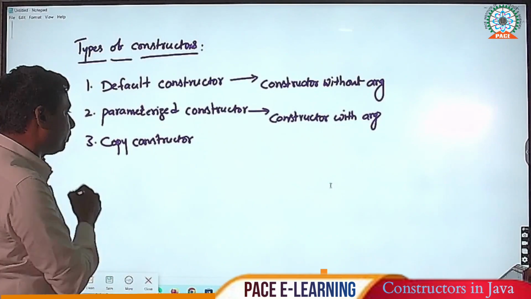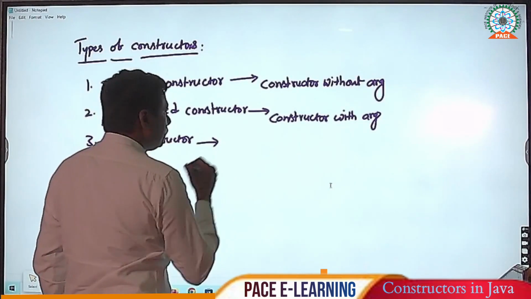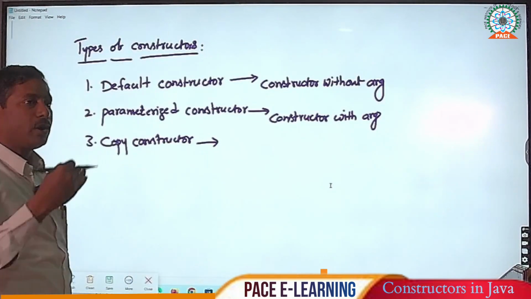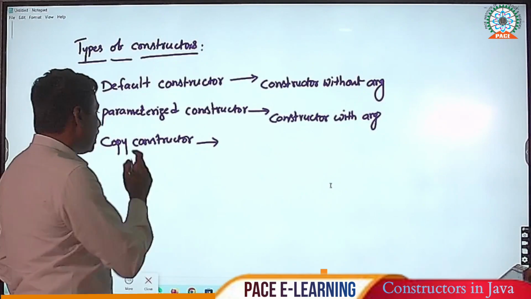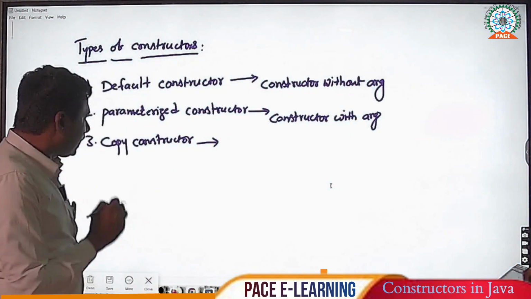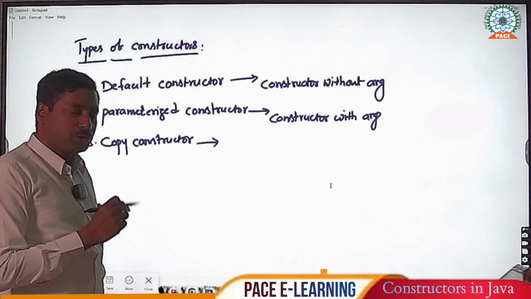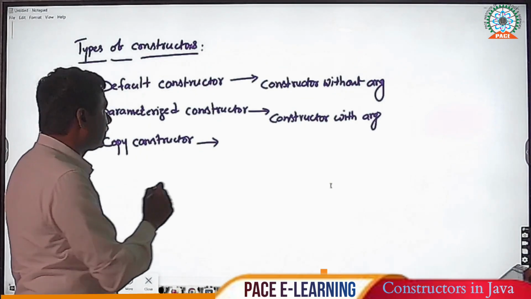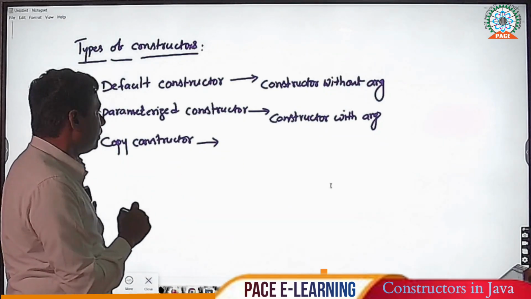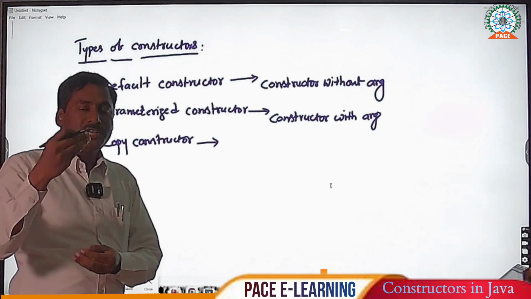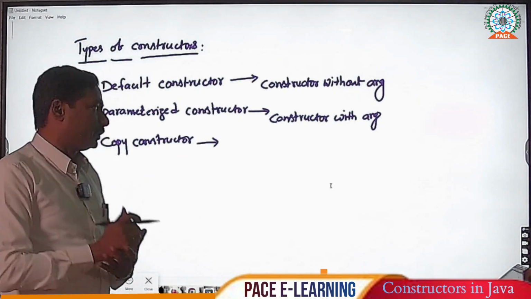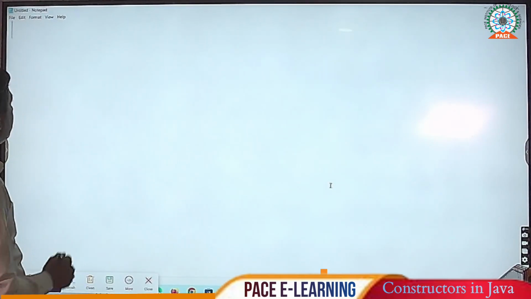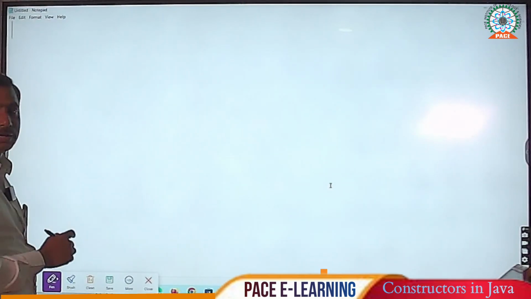And what about the copy constructor? For example, if you want to copy one object's values into another object's properties, then you have to go for a copy constructor. We can say that a copy constructor is also a parameterized constructor, but here as a parameter we pass an object instead of values, because we are copying values from one object into another object's properties. So it is a copy constructor. Let me explain each constructor type with a suitable example.